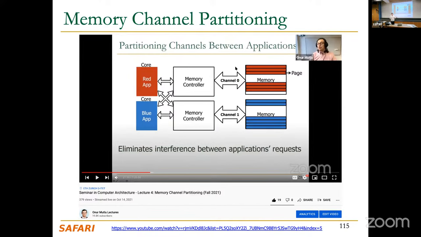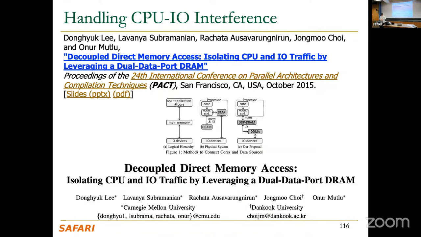And you can basically find more details about it in this video. This is something I want to mention before we take the break. We won't go into too much detail, but this paper deals with CPU and input-output interference. The problem here is we have cores that access main memory, but we have also I/O agents in our system, like the direct memory agents or hardware units that perform direct memory access. They share the same memory.